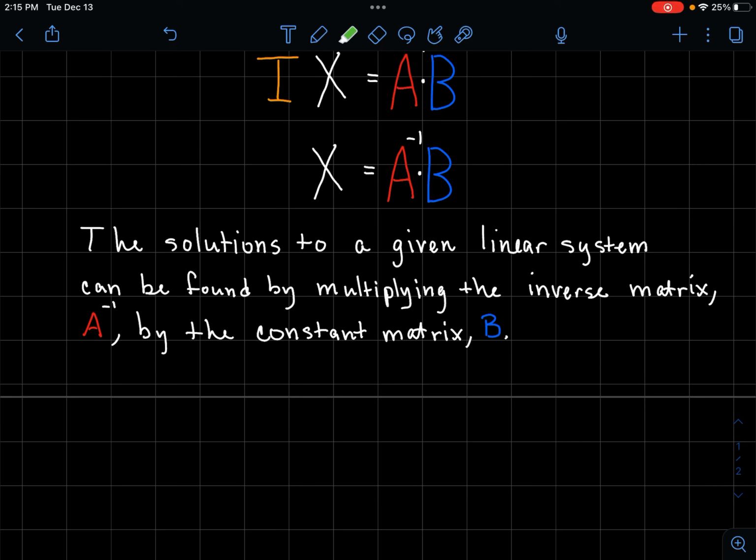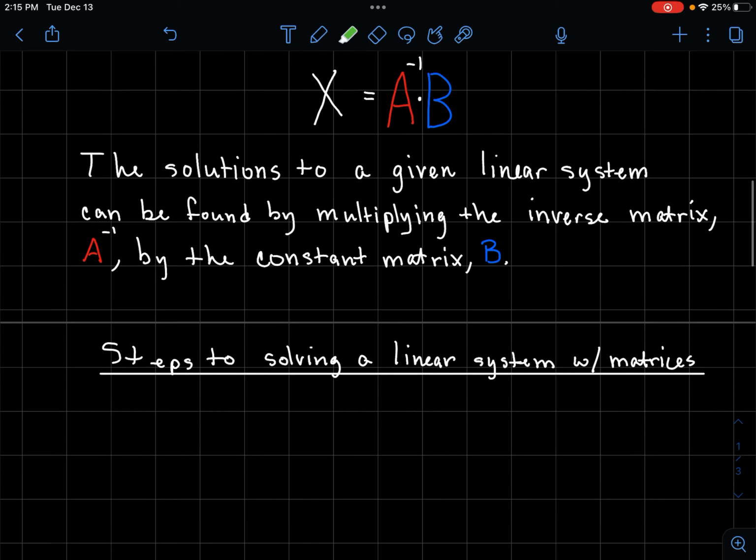So what we can say is, the solutions to the given linear system, x and y for us, can be found by multiplying the inverse matrix of A, labeled A inverse, by the constant matrix B, or whatever our system would be equal to, those two numbers.